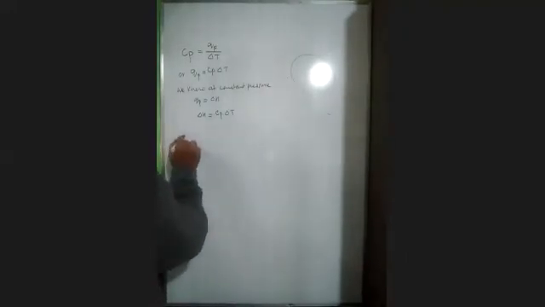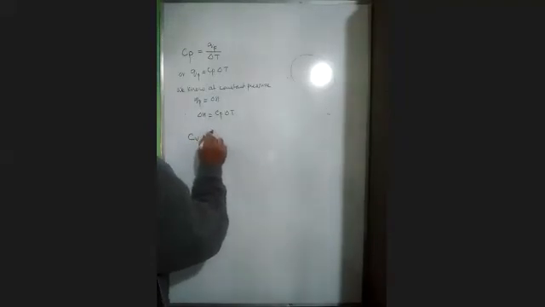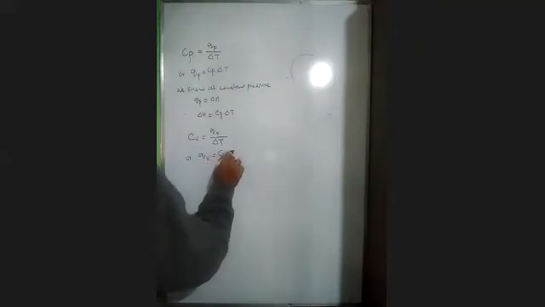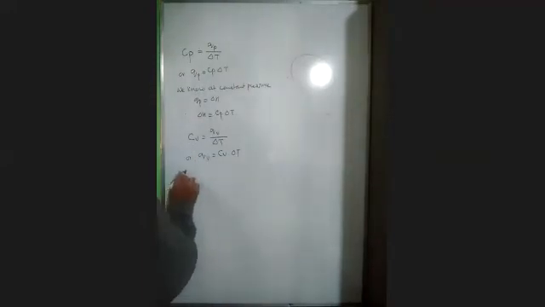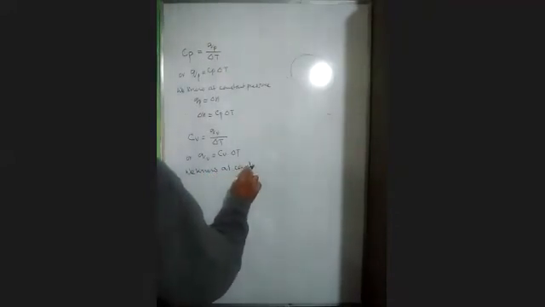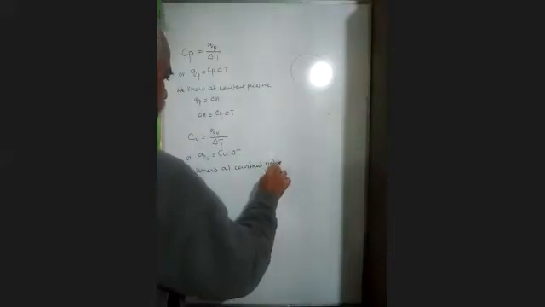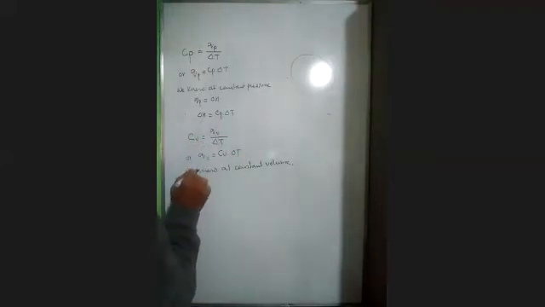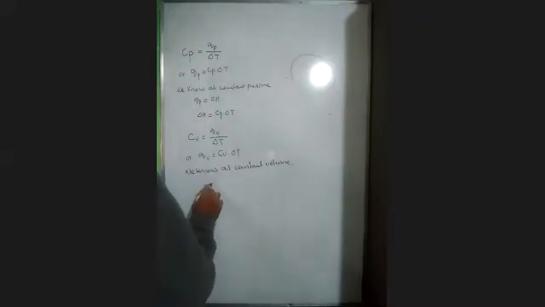Similarly, we can write Cv is equal to Qv upon delta T. Or you can write that Qv is equal to Cv delta T. But again we know at constant volume, okay, delta V is equal to 0. All right. So in that case, Qv is equal to delta U.